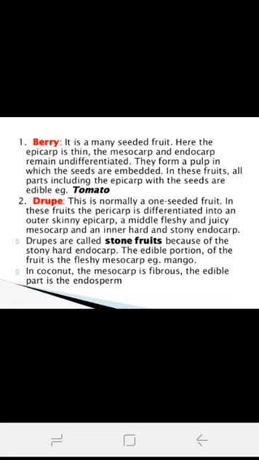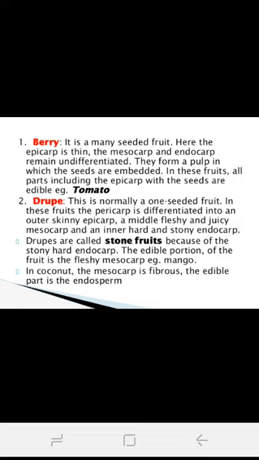It is a many-seeded fruit. Its epicarp is thin, and the mesocarp and endocarp remain undifferentiated. You cannot differentiate them, so they form a pulp. A very common example is tomato. We can eat all parts of tomato. That's an example of a berry.